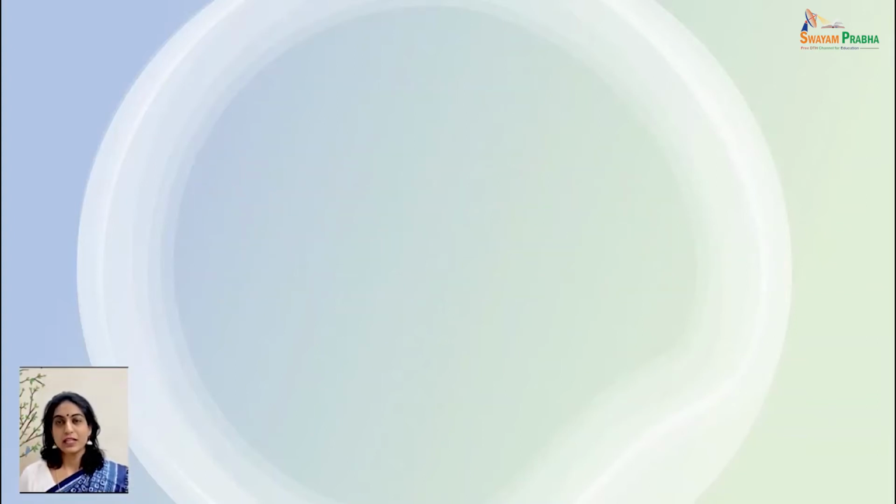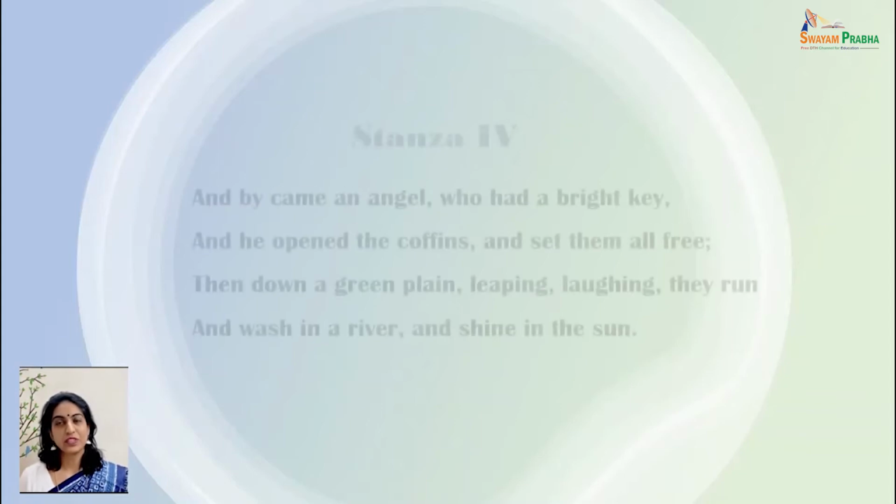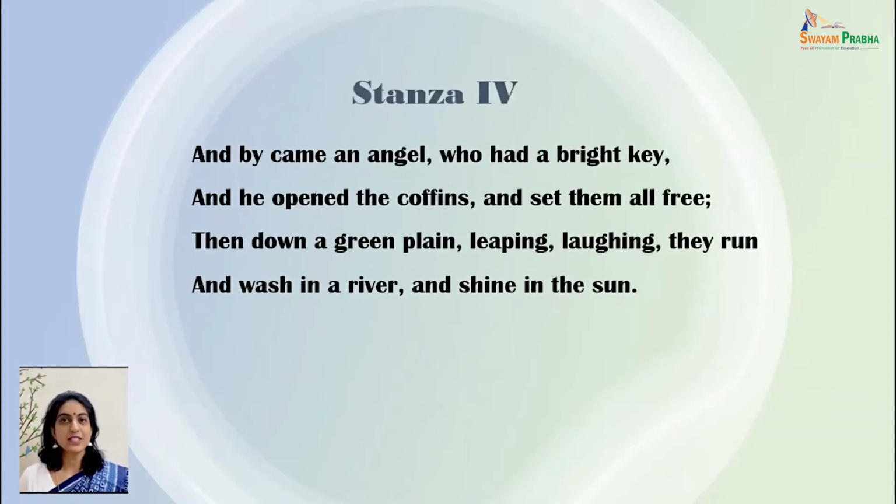Now, let's proceed further with the next stanza, that is stanza number 4, which reads as, "And by came an angel who had a bright key, and he opened the coffins and set them all free. Then down a green plain, leaping, laughing, they run, and wash in a river, and shine in the sun."